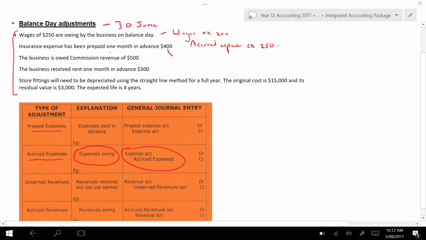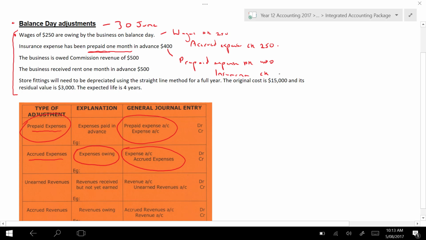The next one. Insurance expense has been prepaid 1 month in advance. Prepaid is obviously going to be prepaid expenses. Here's the journal entry. We're going to debit prepaid expense, DR, for $400.